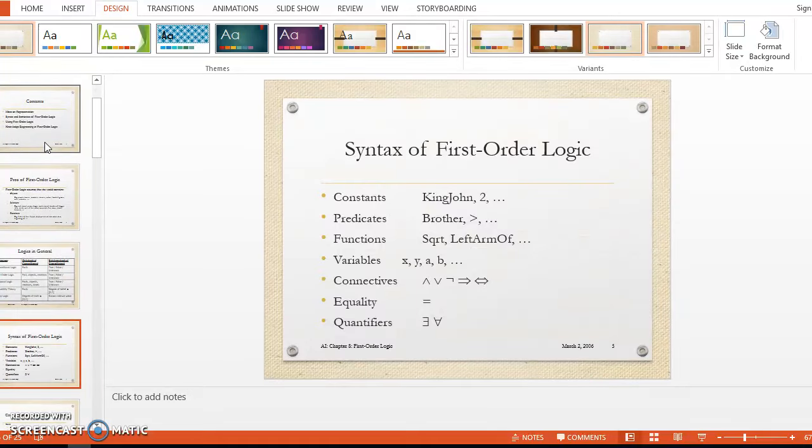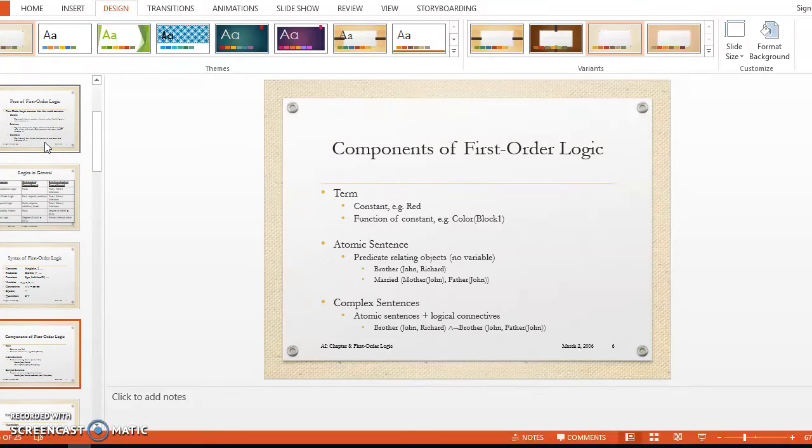Next, we have given an example and the syntax of first order logic. We have given the 16 types of syntax that we are going to use in first order logic. First we have constants, predicates, functions, variables, connectives, equality, and quantifiers. Here for quantifiers, we have 3 types: the nested quantifier, the existential quantifier, and the there exists quantifier. These are the 3 types of quantifiers we are going to use in first order logic.